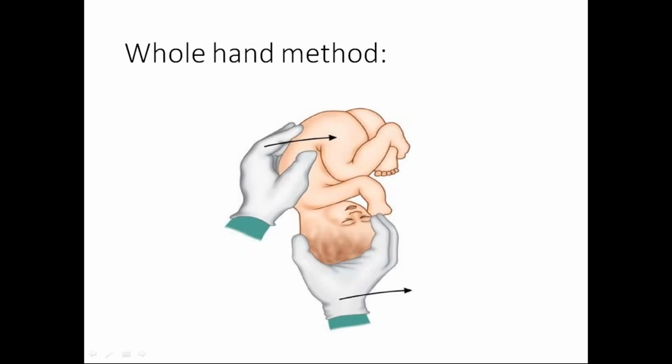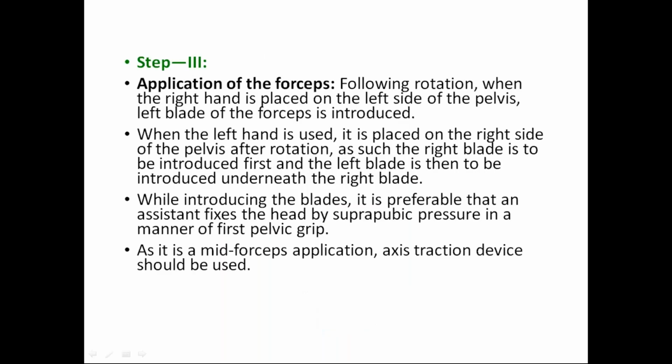In the whole hand method, you hold the baby like this with both hands, with one inside, and rotate in this direction. Simultaneously, the trunk has to be rotated. So this is the right occiput posterior. But if it is a left occiput posterior, it has to be done like that. So you have to remember this. Application of forceps rotation with the right hand, this is a right pelvic thrust, the blade is applied.